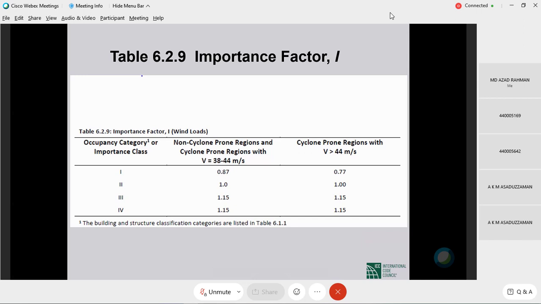Importance factor comes from this table, 6.2.9. So cyclone prone region, you have a set of values. The importance factor, as I said, is 1.15 for important buildings. That would be occupancy category 3, where a lot of people congregate in one space at one time, or occupancy category 4, essential facilities and hazardous facilities. Category 2 is standard occupancy building, 1.00, and for the unimportant building, it is 0.87 in inland areas and 0.77 in cyclone prone regions, and those are defined. It's wind velocity more than 44 meters per second. This is wind velocity between 38 and 44 meters per second.